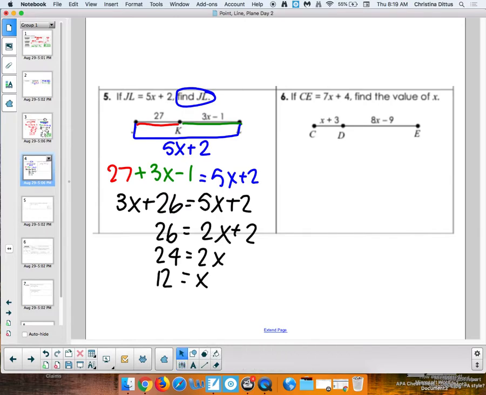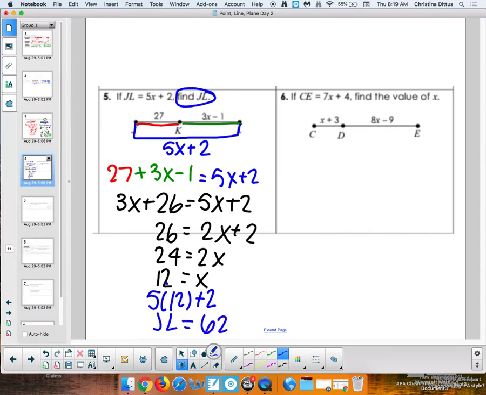That's all fine and dandy. Do I really care what x is? Am I done? No, what do I need to do? I need to find the blue stuff. How can I find the blue stuff? Plug in the 12. Plug 12 into my x, right? 5x plus 2, I know that's my blue stuff, so let's just plug our 12 into here. So I got 5 times 12 plus 2. Who's got 5 times 12 plus 2? 62, so JL is 62.